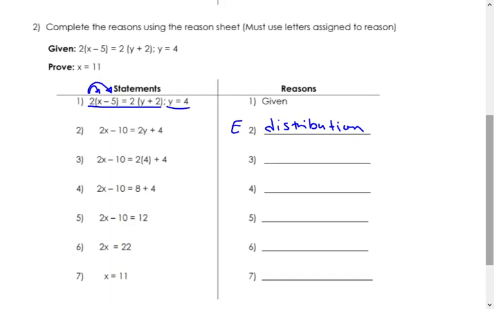Now if we look between 2 and 3, the only thing different is that y changed into 4. And the reason we're able to do that is we were told what y equals. So wherever we have a y, we can put in a 4. That is what we call substitution. And on your list, substitution is F.